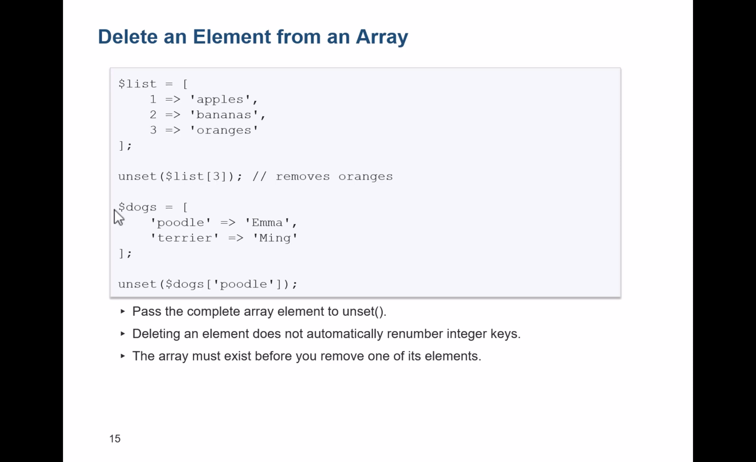For an associative array, we use the string key. This removes the element whose key is poodle. Notice that the dogs array must be created before we remove one of its elements.